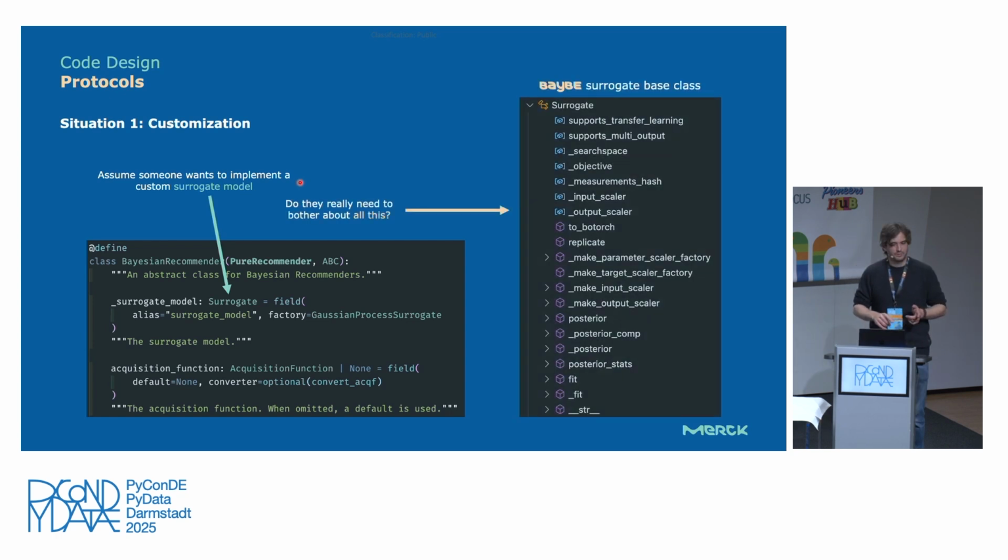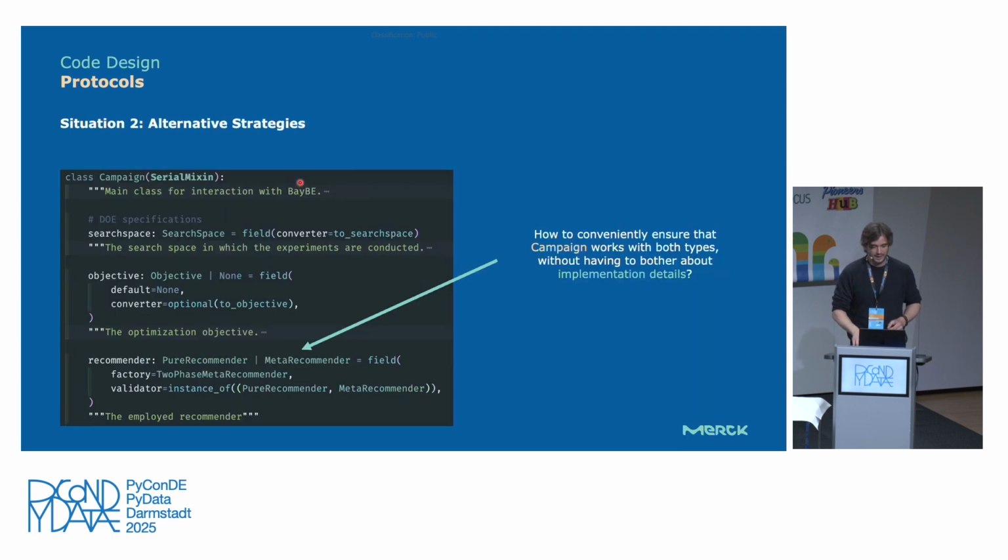Certainly what you could do is use our base class, derive from it, and then implement your custom logic. But certainly you don't want the user to need to bother about all of what we do internally for our surrogates. What they want is a simple entry point where they can just inject their own mechanism. And same problem from our perspective, even internally.